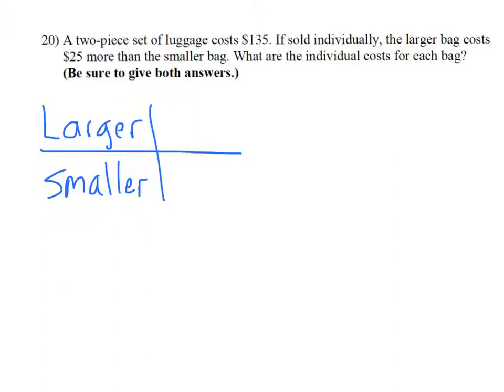I know more about the larger bag than I do the smaller bag, so I'm going to call the smaller bag x. I know from what it tells me in the problem that the larger bag costs $25 more than the smaller bag. More than means addition. So the larger bag is the cost of the smaller bag, x, plus 25.